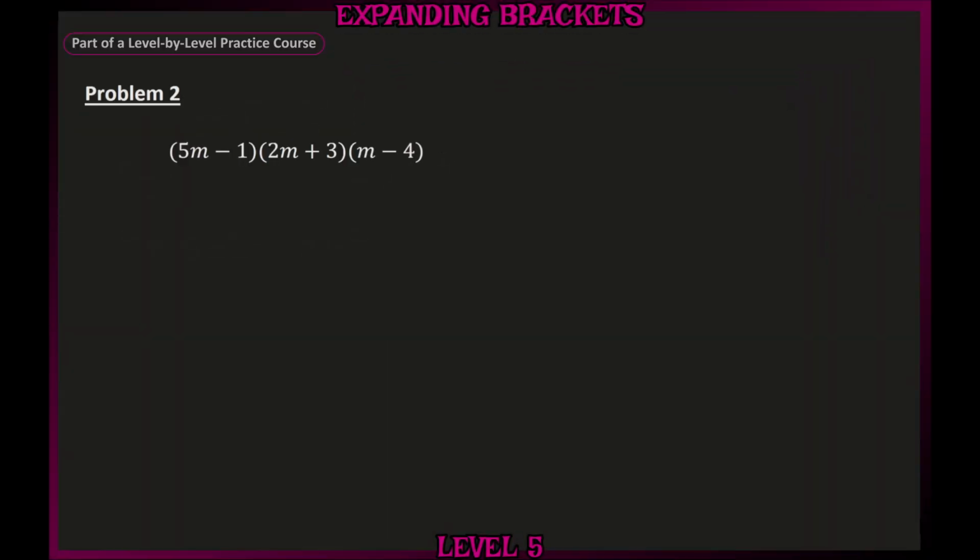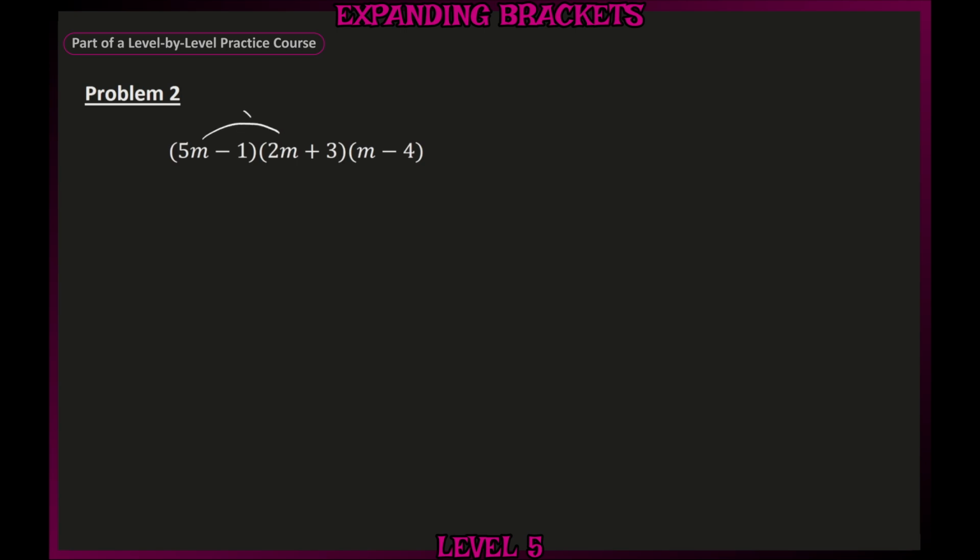In problem 2, we're expanding 5m minus 1 multiplied by 2m plus 3 multiplied by m minus 4. Now we have the product of three brackets here, and a good approach to expanding and simplifying these is to expand two of the brackets first, simplify them, and then multiply those by the third bracket. So I'm going to start by expanding the first two brackets.